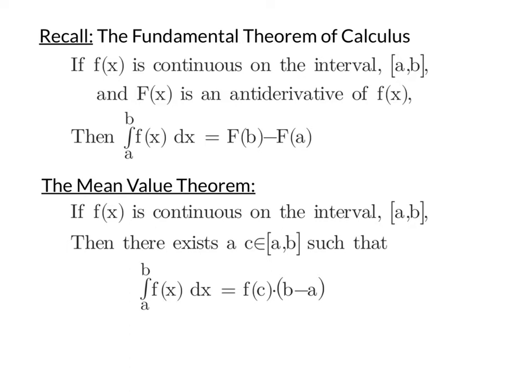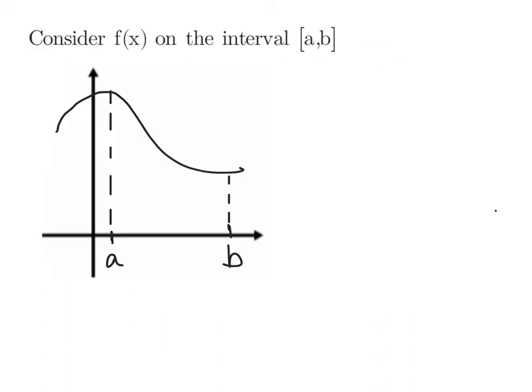It says that if f is continuous on the interval from a to b, then there has to be some c on that interval such that the definite integral is f of c times b minus a. So we can calculate that area in two different ways. Let me show you what I mean.